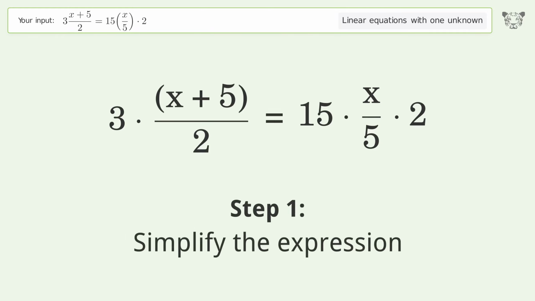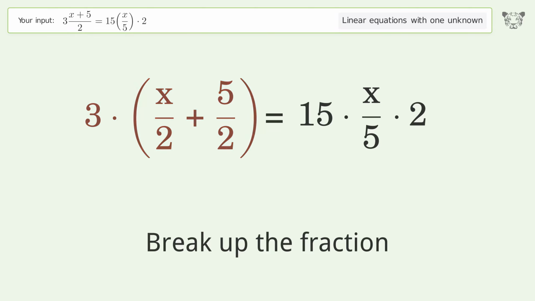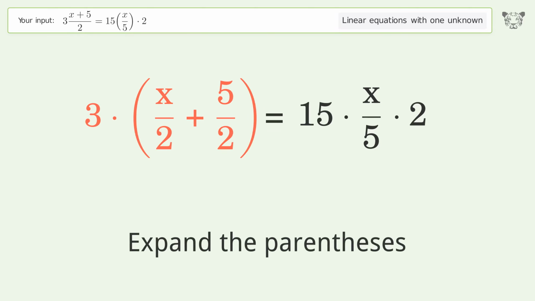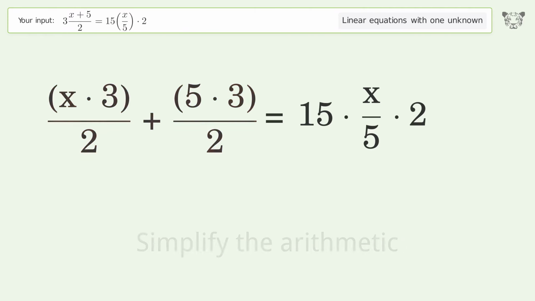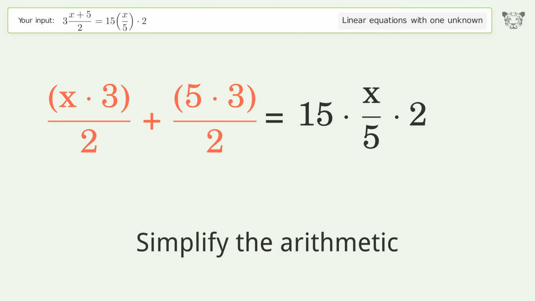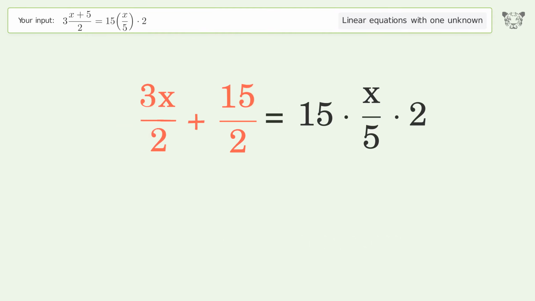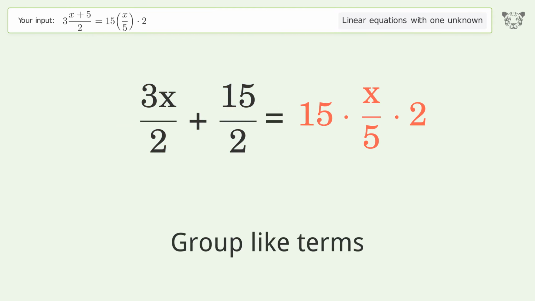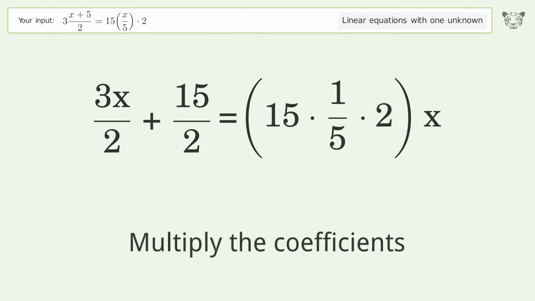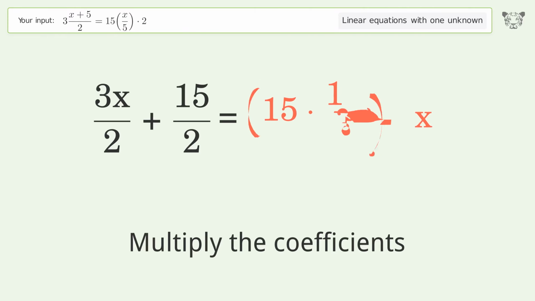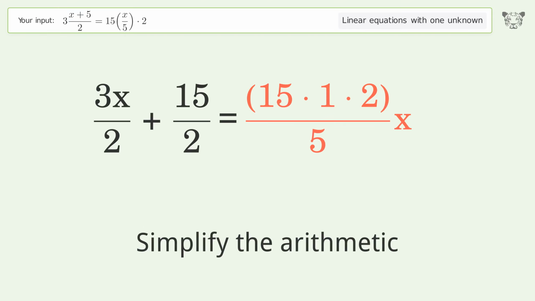Simplify the expression. Break up the fraction. Expand the parentheses. Simplify the arithmetic. Group like terms. Multiply the coefficients. Simplify the arithmetic.